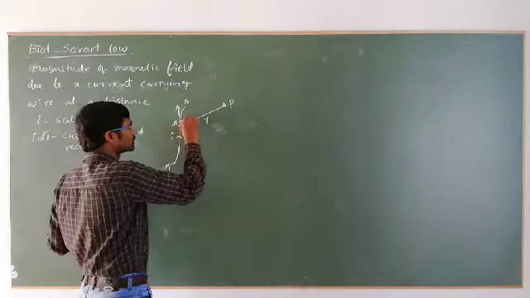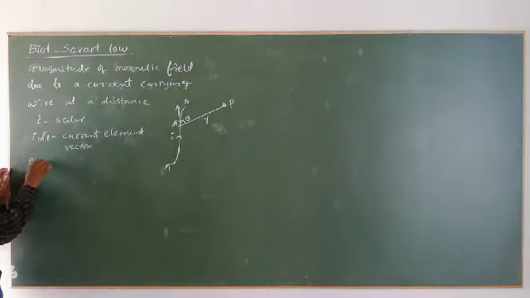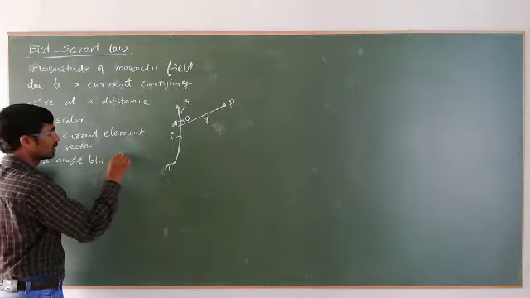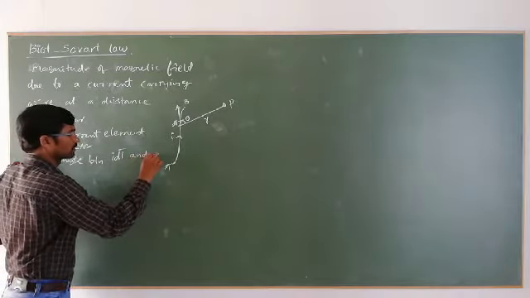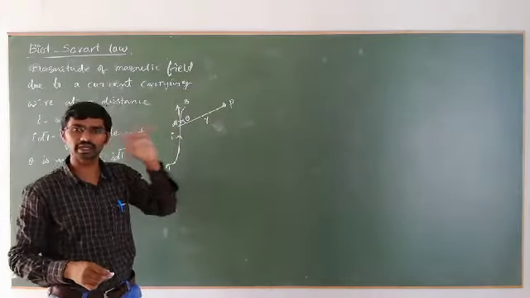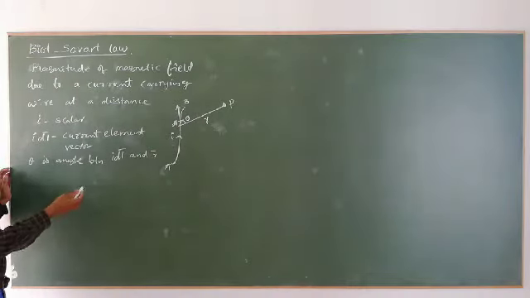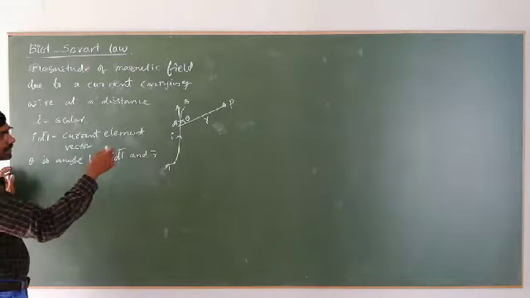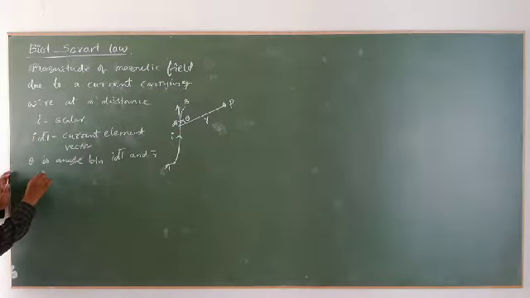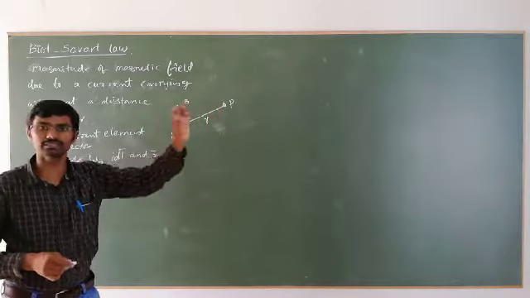Now the angle between the current element and r is theta. So theta is the angle between the I dl vector and r. r is the line joining the current element to this point P, where we need to find the magnetic field. Now according to the Biot-Savart law, Biot and Savart made several observations. The magnetic field at this point due to this dl element is very small.